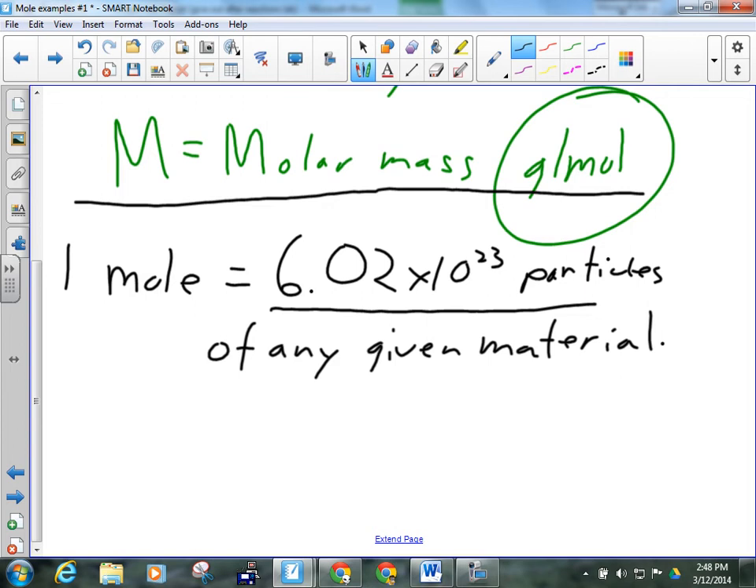Atoms are very, very small, and so a small amount of something has lots and lots of atoms or molecules in it. Yesterday we used the example of water. 18 milliliters of water is roughly the amount that's in this cup here, not very much. There are 6.02 times 10 to the 23 molecules of water in that glass. It's a lot. Molecules are very, very small.